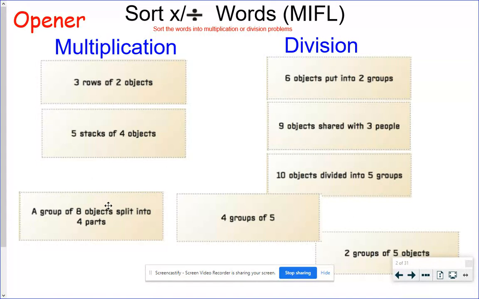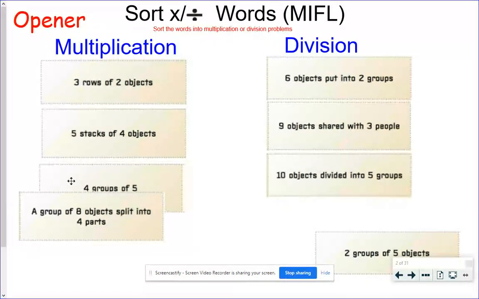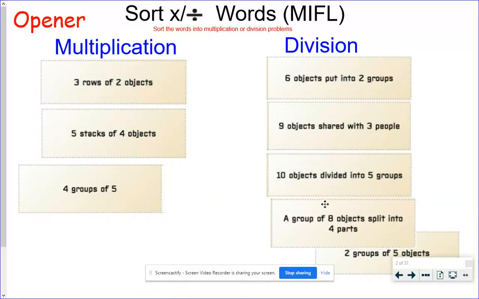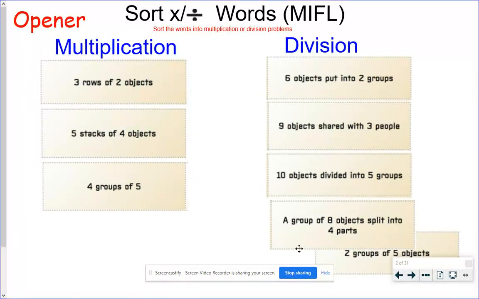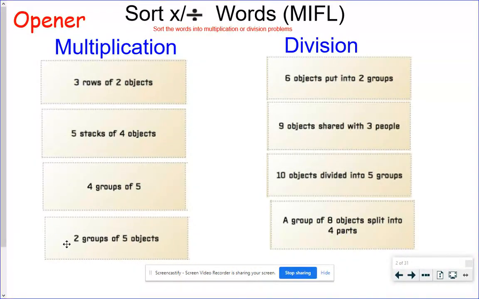A group of 8 objects split into 4 parts. So split would be divide. That's a synonym for divide. 4 groups of 5, that would be multiplication. And 2 groups of 5 objects, that would also be multiply. So there you have the sort. These are words that involve multiplication: rows of objects, stacks of objects, groups of objects. And here's another group. These are division words. When you put into groups, that's division: share, divided, or split.